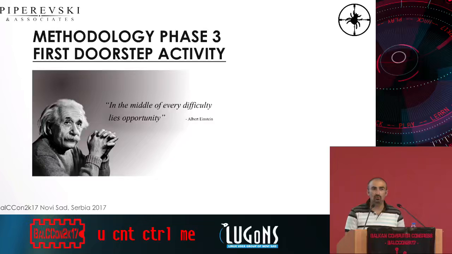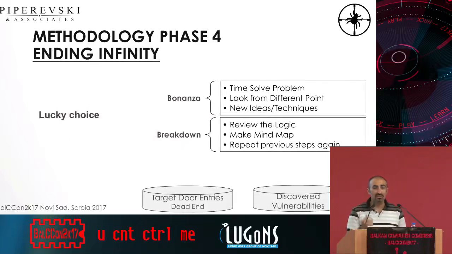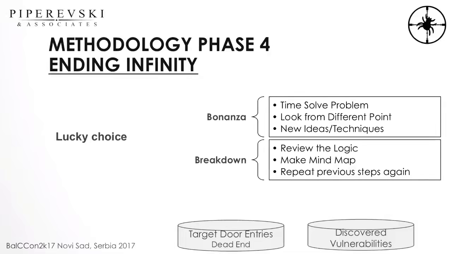So what happens with those doors that we have discovered and tested and there's no result, no vulnerability, no finding? The next step is ending infinity. In ending infinity, we have this lucky choice, bonanza or breakdown. Bonanza is like, for example, you go out on Friday, get a couple of beers, get a good sleep on Saturday, go hiking on Sunday, and on Monday morning you have a completely different set of thoughts in your head, and boop, it comes up with a solution to the problem, and you find a vulnerability there.